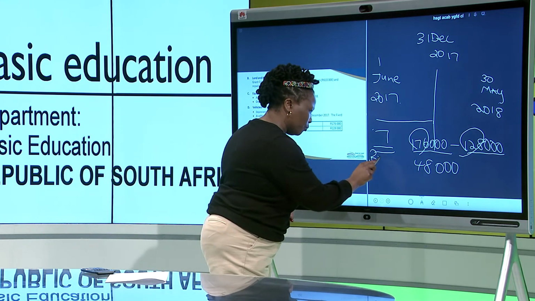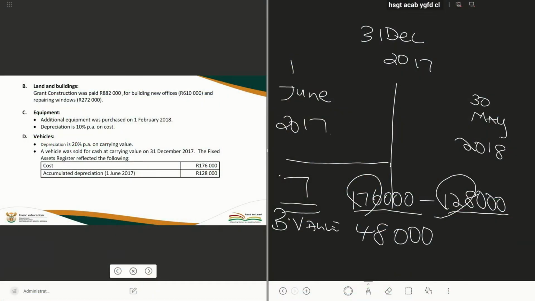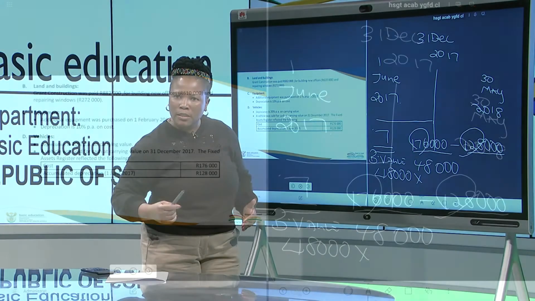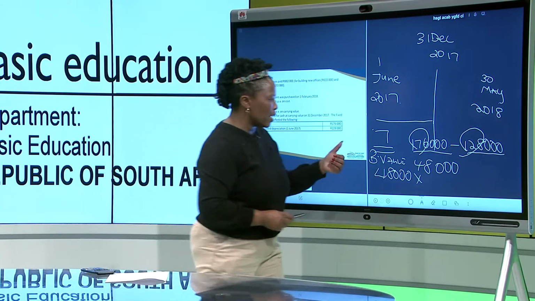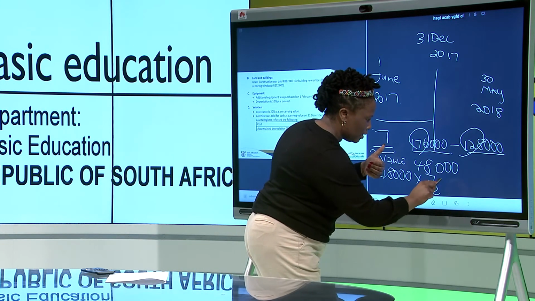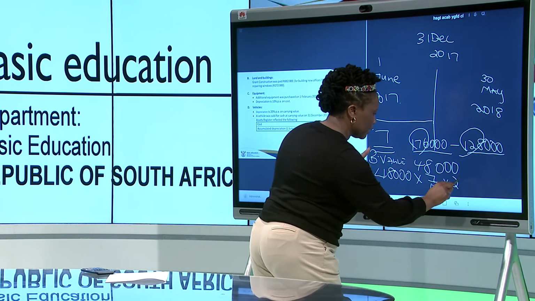So that is going to give us our book value. This is the book value. And this is the value that we are going to use to calculate our depreciation. We are now going to say 48,000. Multiply, we need to get back now to the percentage. We are going to multiply this by 20%. And also, we need to take into account that for the current period, the asset was only used for 7 months. You are now going to say 7 over 12, and then times 20%.